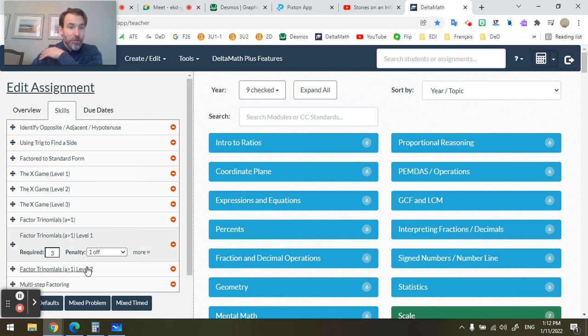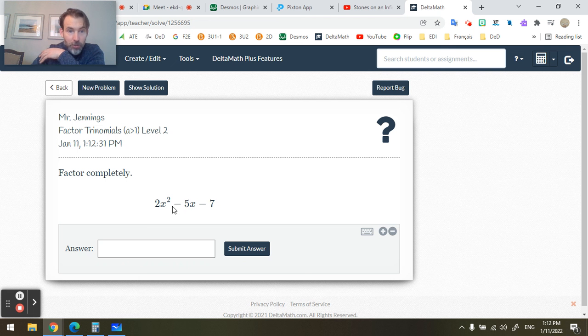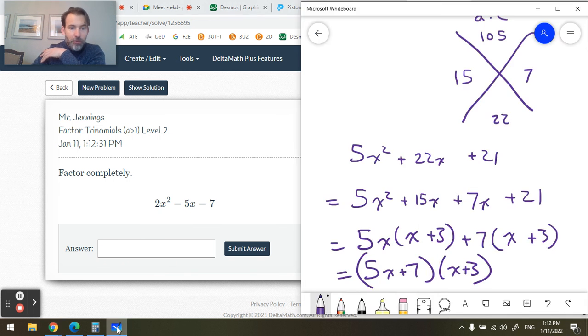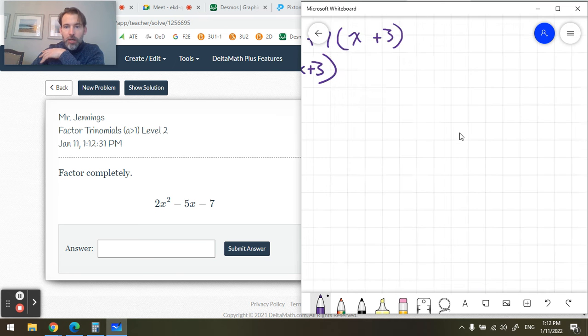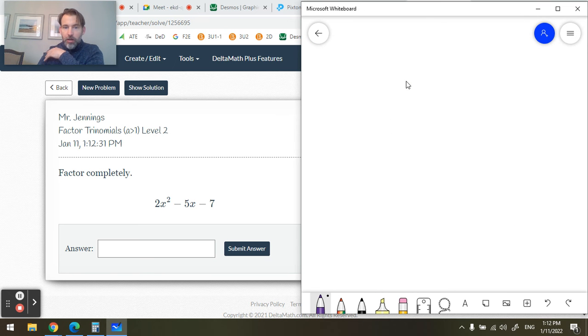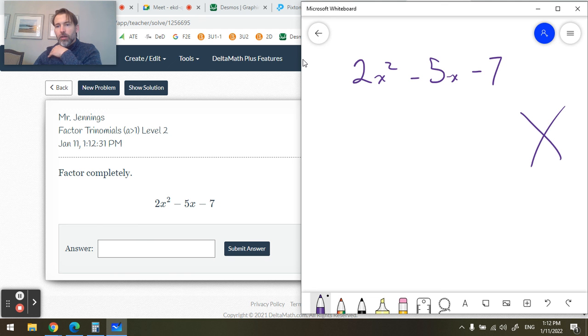Okay, and then let's try level 2. It's a little harder. Okay, 2x squared minus 5x minus 7. Okay, let's do it. So first step is to write out your question there. 2x squared minus 5x minus 7. And then you do the X game over here. Okay, 2 times negative 7, negative 14. And then we have down here negative 5. So we're looking for numbers that multiply to negative 14 and add to negative 5. And those numbers are negative 7 and 2.